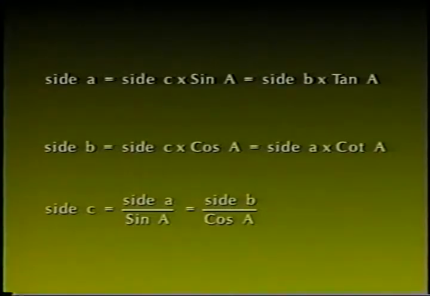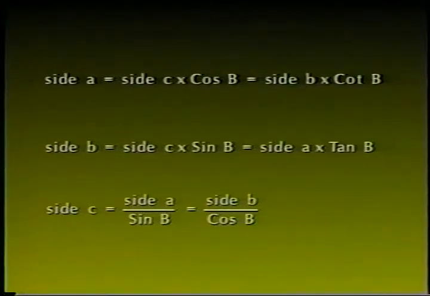As shown on this screen, all the function ratios have been rearranged to provide a specific formula to solve for a particular problem. These are the first three to be discussed. Side A equals side C times sine of A, or equals side B times tangent of A. Side B equals side C times cosine A, or side A times cotangent A. Side C equals side A divided by sine A, or side B divided by cosine A.